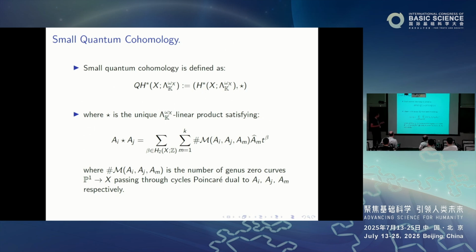So imagine you had no non-trivial curves. Then the only non-trivial part of the product would be when beta is 0, and the only maps that represent the trivial homology class are the constant maps. In that case, you recover the usual cup product. Equivalently, if you set t equals 0, you should get the usual cup product.